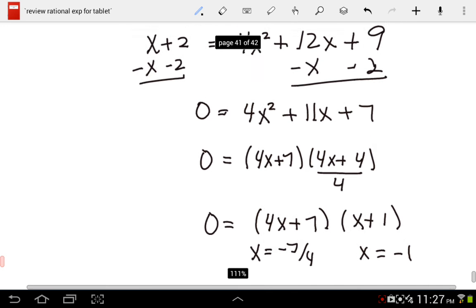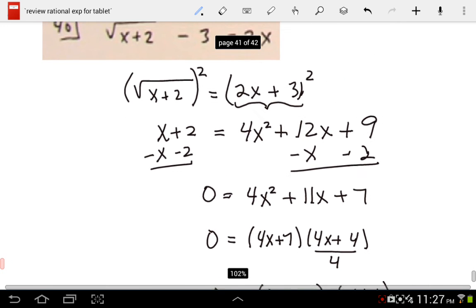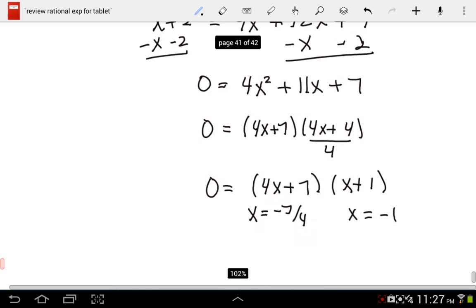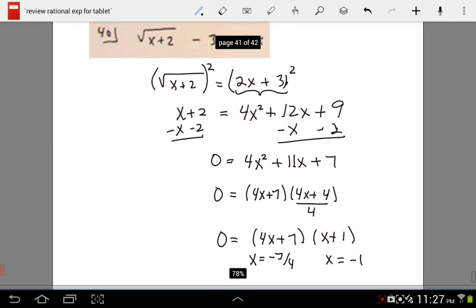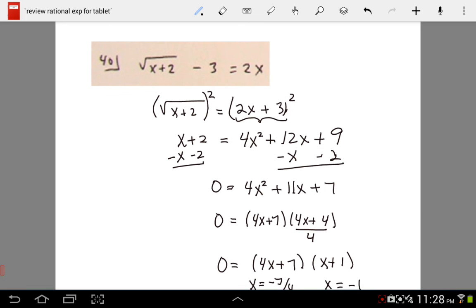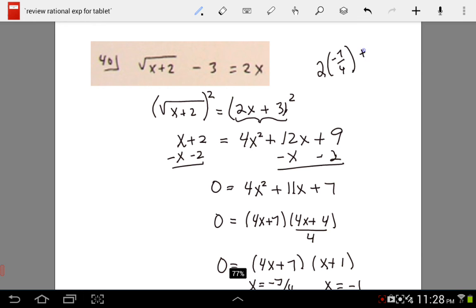Now let's plug those back in and make sure that they're going to give me something that's positive here. So let's see, 2 times negative 7 fourths would be negative 14 fourths. It's kind of hard to plug in there. Let me write that out for you guys. So this would be 2 times negative 7 fourths plus 3. Now 2 times negative 7 fourths, we'll do a little bit of canceling there. We could say 2 would go into 4 2 times. So we have negative 7 halves plus 3.